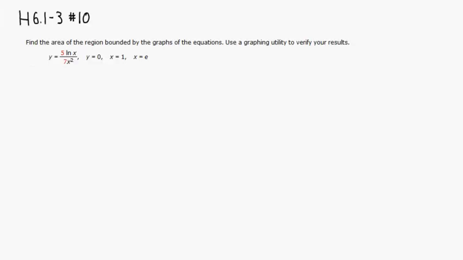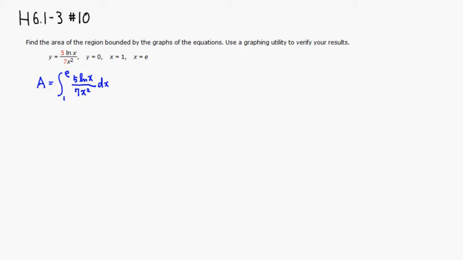Alright, so the area can be found by the integral from 1 to e of 5 natural log of x over 7 x squared, with respect to x. So let's do that.